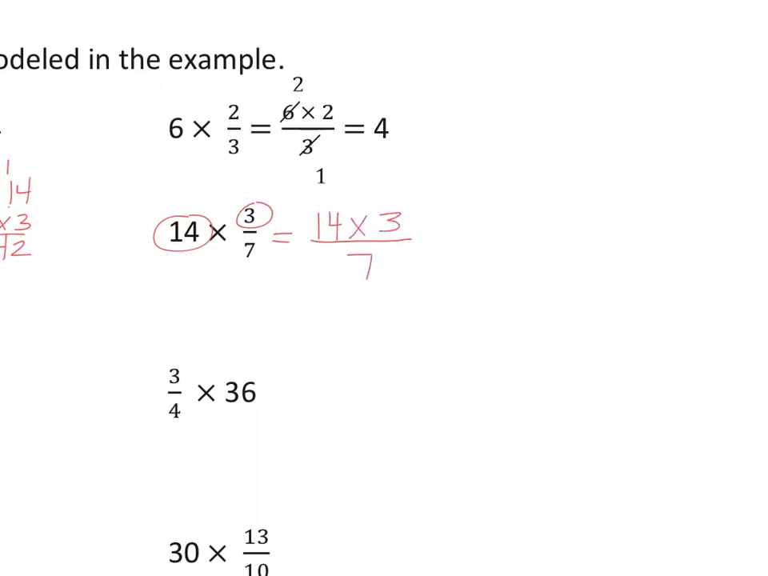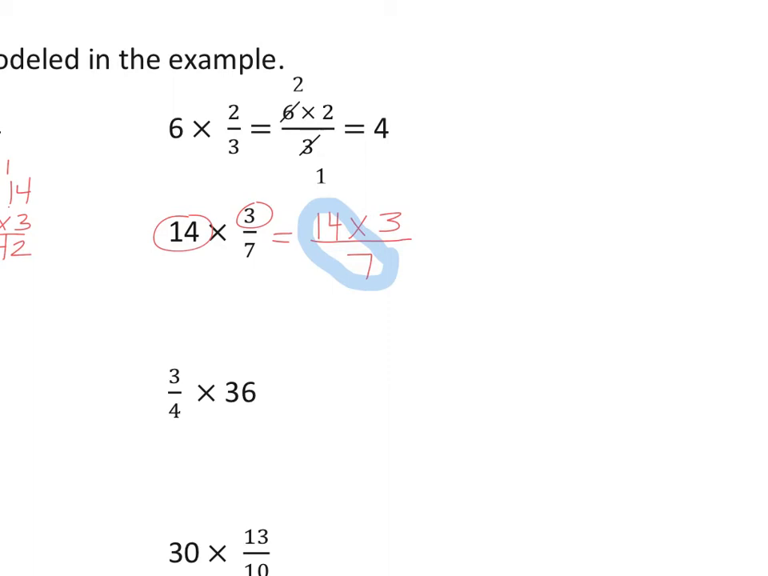Now what I'm doing here is I'm trying to find, in the numerator spot, I have 14 and 3 to pick from, and in the denominator I only have 7. So I'm looking for what number is compatible with 7. I know that 7 and 14 are compatible numbers because I can count by 7s to get to 14. So what we're going to do is try to divide the 14 and the 7 by a number that they both share.